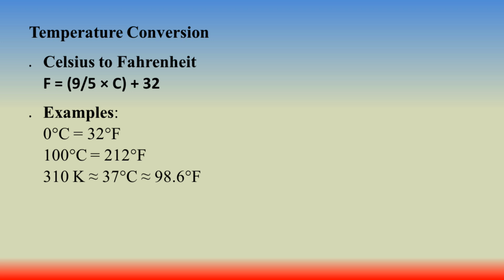Temperature conversion. We often deal with different temperature scales. To convert from Celsius to Fahrenheit, use the formula F = 9/5 × C + 32, as shown here. For example, 0 degrees Celsius is equal to 32 degrees Fahrenheit. 100 degrees Celsius is equal to 212 degrees Fahrenheit. Also note, 310 Kelvin is about 37 degrees Celsius, which is roughly normal human body temperature.